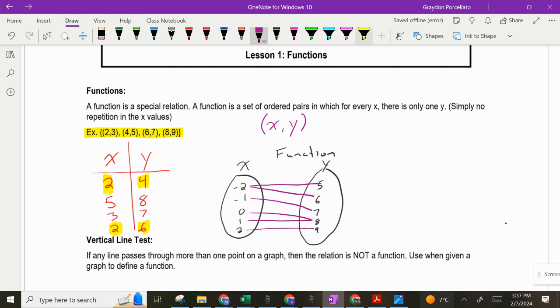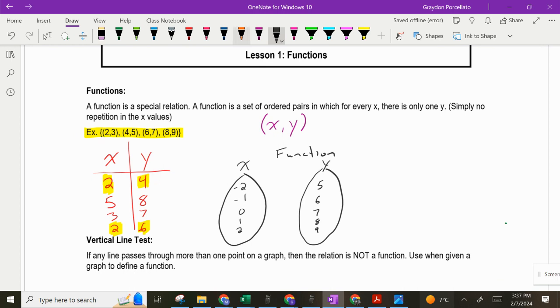Notice here, the problem lies right here, where the x value of -2 has two different outputs, one of 5 and one of 6. That makes this no longer a function. Okay? So that's the key there. That's what we're looking for, is when each x value only goes to one y value. Okay?